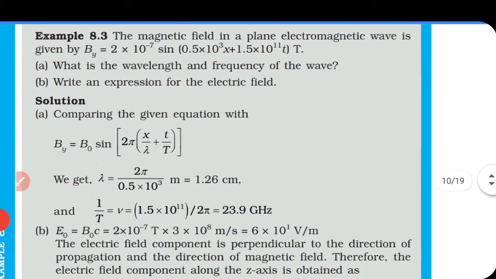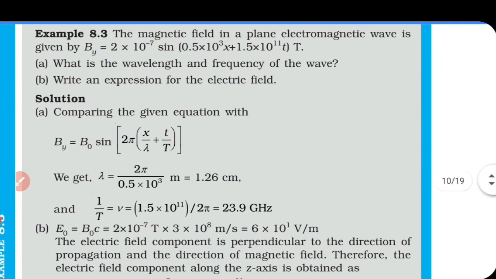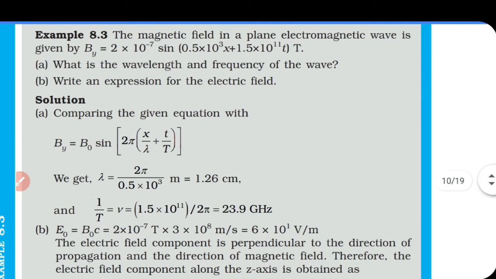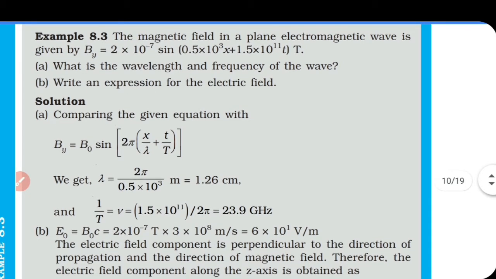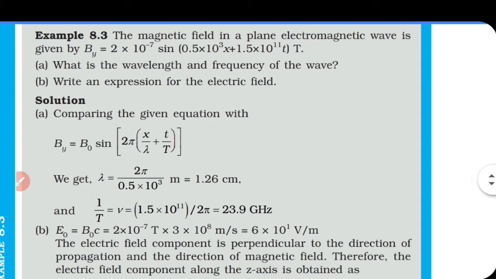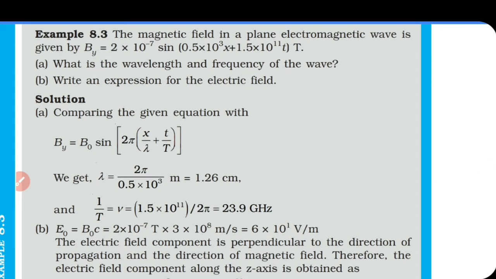Now coming to example 8.3. The magnetic field in a plane electromagnetic wave is given by By is equal to 2 into 10 raised to minus 7 sine of (0.5 into 10 cube x plus 1.5 into 10 raised to 11 t) Tesla. What is the wavelength and frequency of the wave? And write the expression for electric field. That's what is given.